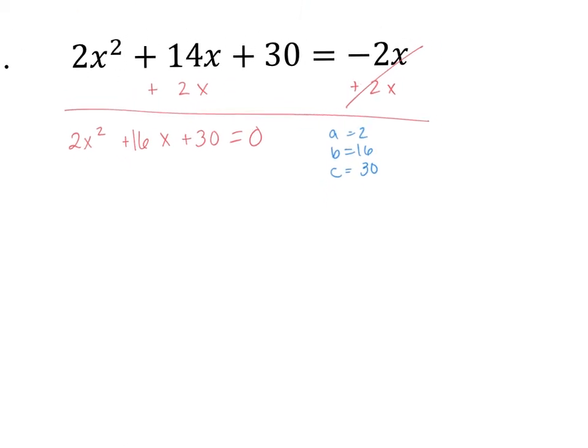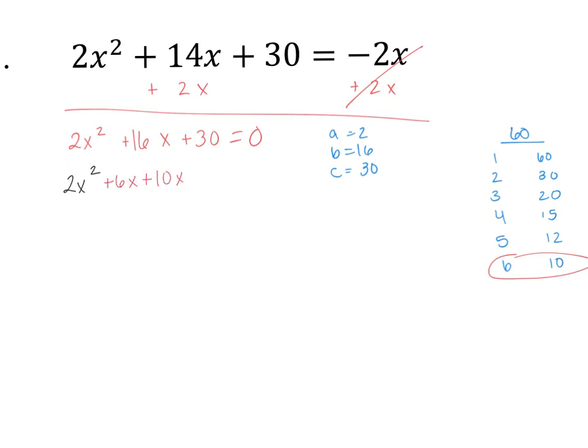My next step is to multiply A times C, which in this case will be 60. Now I have a positive A times C and a positive B, so all I need to do is list the positive factors. So 1, 60, 2, 30, 3, 20, 4, 15, 5, 12, and 6, and 10. Then we find which one of those factor pairs adds up to give me 16, and I know it's this bottom one. That was an easy one. Then I fill back in: 2x squared plus 6x plus 10x plus 30 equals 0.